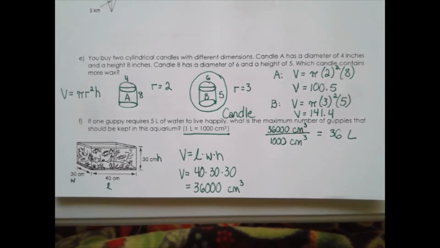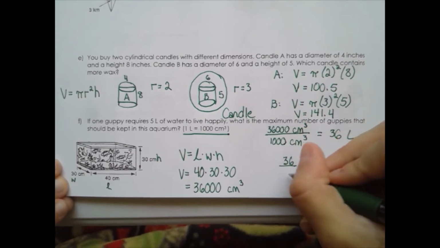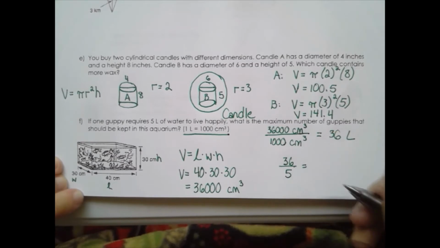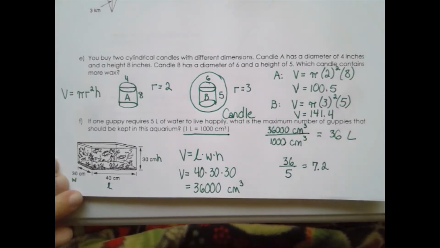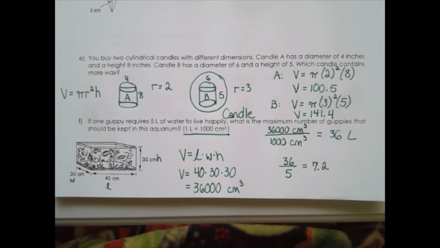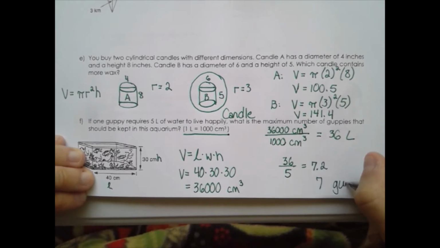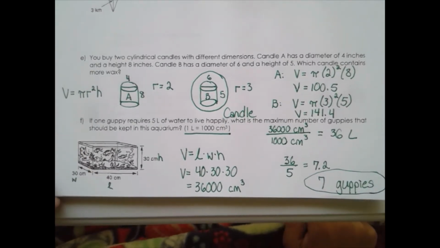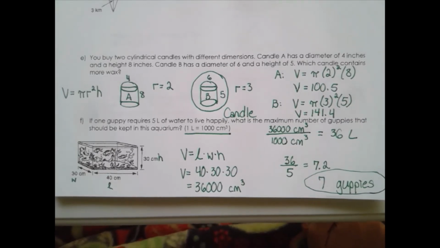To find out how many guppies we can put in there, we're going to divide our number of liters by 5, which is going to give us 7.2. Now we can't have 0.2 guppies living inside of there, so we're able to have 7 guppies. Check out our next video to learn a little bit more about how we're going to use surface area.